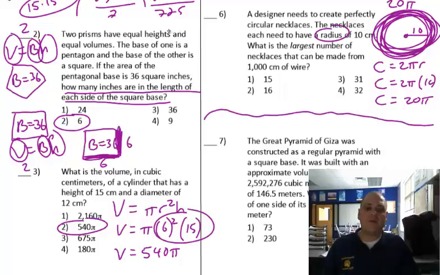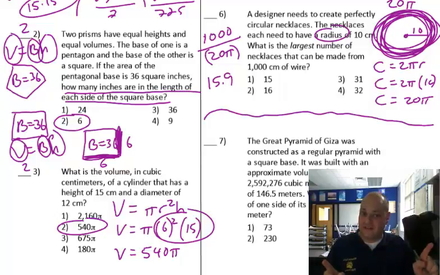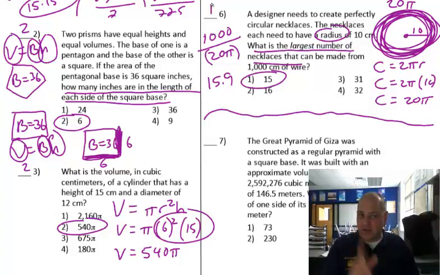There's 1,000 centimeters of wire, so if I divide 1,000 by 20 pi, again in parentheses, I get 15.9. So I can make 15.9 necklaces. Students pick 16, but that's not true. You don't have enough to make 16 necklaces. You're going to fall short. It says what is the largest number of necklaces that can be made. You can only make 15 necklaces. That's tricky, and that's what they do on this exam. Got to read very carefully.